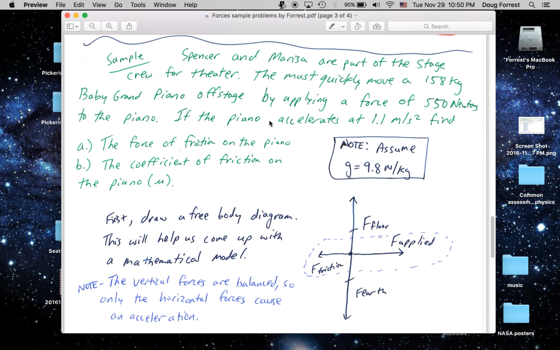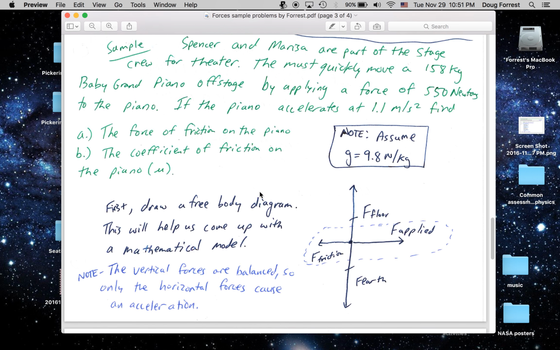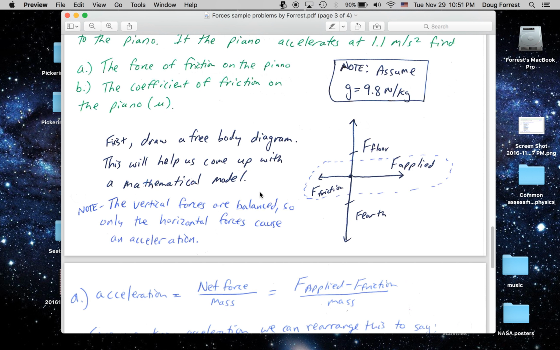The last sample: let's assume Spencer and Marissa are part of the stage crew for theater. They must quickly move, I had a typo there, the 150 kilogram, 8 kilogram baby grand piano off stage by applying a force of 550 newtons on the piano. Assuming it accelerates at 1.1 meters per second squared, find the force of friction on the piano and the coefficient of friction. So I'm going to do a free body diagram first.